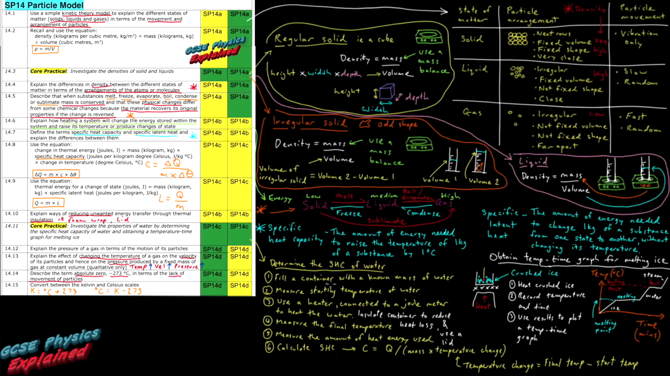You'd need to fill a container with a known mass of water. For another mark, measure the starting temperature of the water. For your third mark, use a heater connected to a joule meter to heat the water. Measure the final temperature of the water. Measure the amount of heat energy used. And then calculate the specific heat capacity by using C equals Q divided by mass times temperature change.